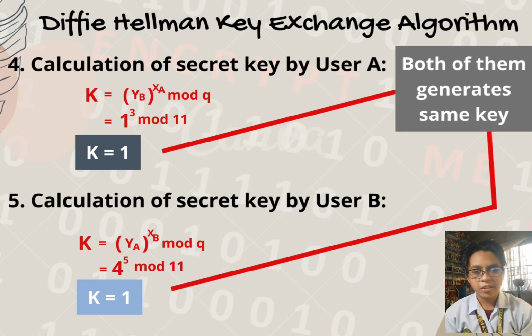My name is Kate Josie Castillo, and I shall be discussing step 5 of the Diffie Hellman key exchange algorithm. So step 5 is the calculation of the secret key by user B. And through this, we have the formula, which is K is equal to YA raised to XB mod Q. So by following that formula, our example leads to 4 raised to 5 mod 11, which means that our K will be equal to 1. So with this, in step 4, we can see that both K's are equal to 1, and any subsequent messages that are encrypted with K will also use 1.